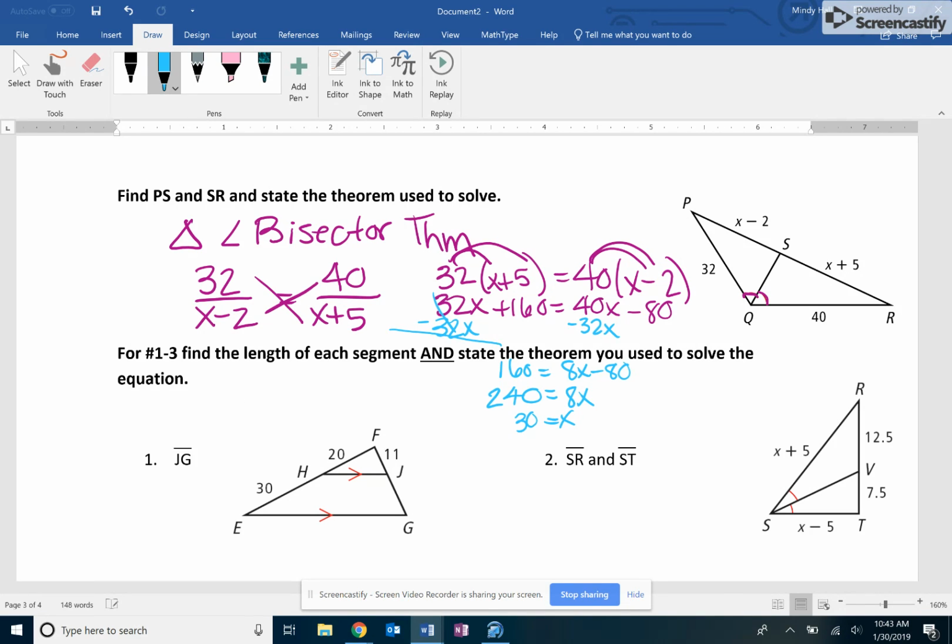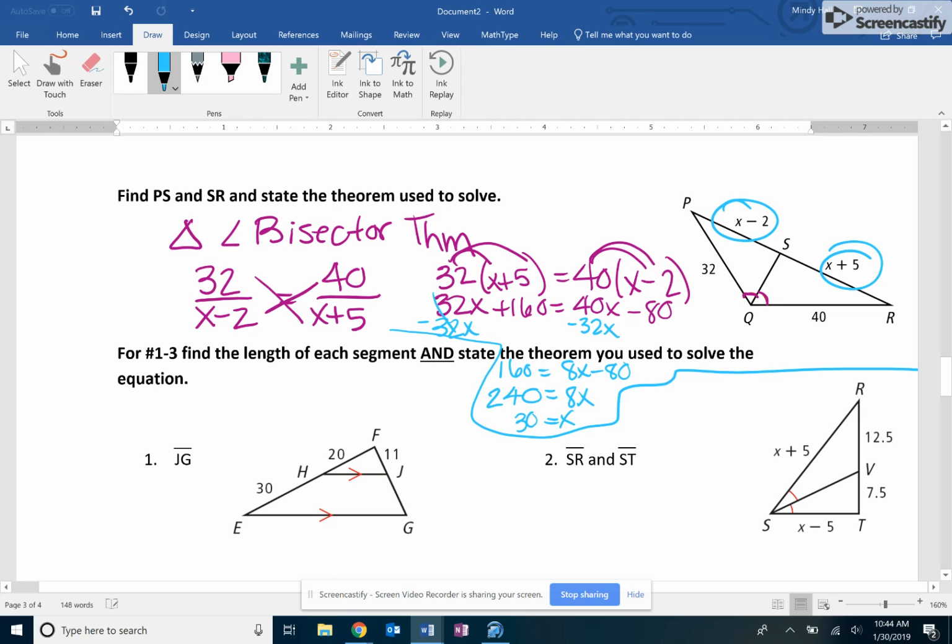Now I know I went way farther than I was supposed to. So I get that x equals 30. And even though it's really tempting to say, yay, I'm done, you have to remember that we are looking for PS and SR. So you're going to have to plug it back into what you were given. So for PS, we have x equals 30. So this would be 30 minus 2, which is 28. And then for SR, you're going to have 30 plus 5, which would give you 35.